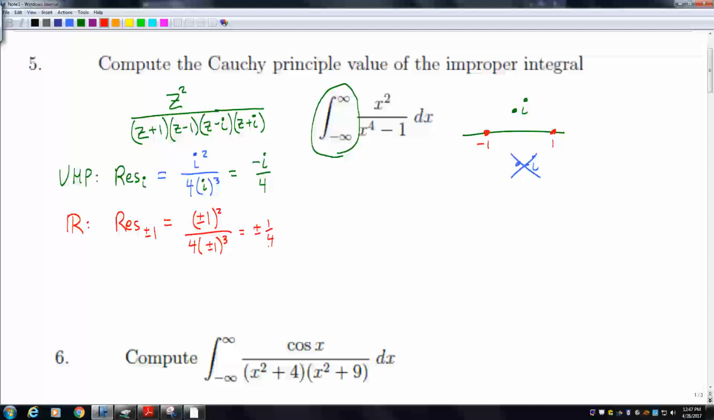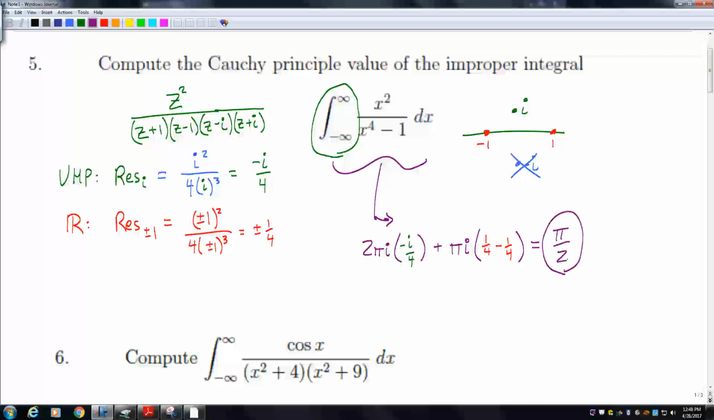Okay, so the answer to the problem then is, we multiply the residues in the upper half plane by 2 pi i, and we multiply the residues that happen to fall on the real axis by pi i. And again, this only applies to simple poles, and so those actually cancel out. So we'd get the same answer here if we actually forgot about those, of pi over 2.